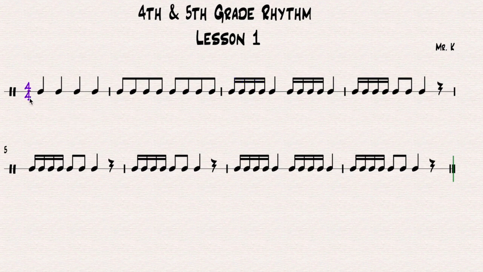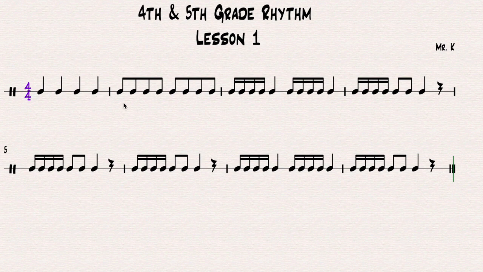Our time signature is 4/4, which is telling us 4 beats in a measure. Top number, beats in a measure. First measure is looking pretty easy, right? 1, 2, 3, 4 quarter notes, each for 1 beat. Ready? Let's count that. 1, 2, 3, 4.